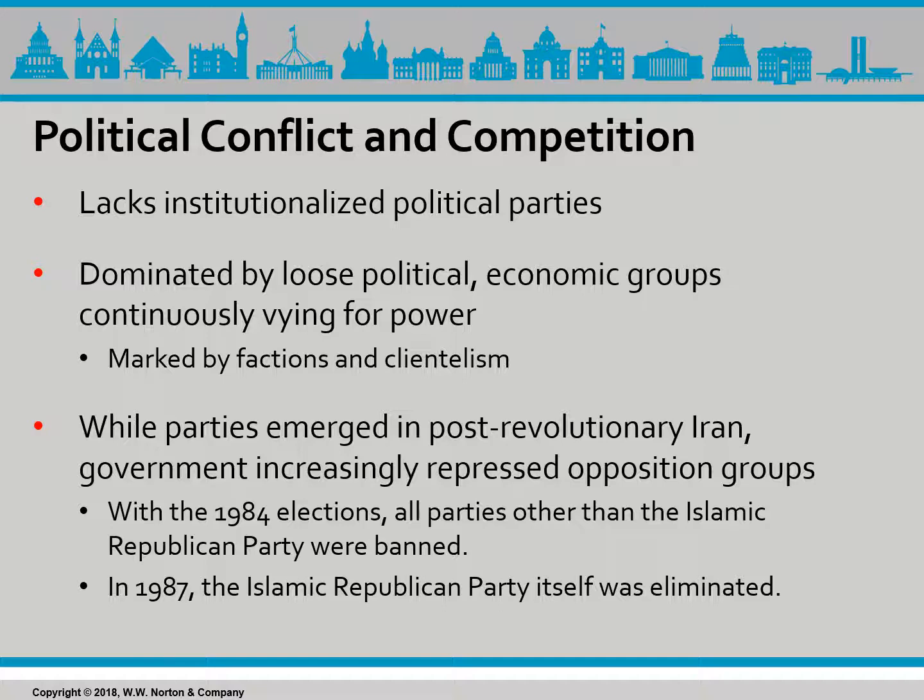It's not the same way in Iran. It's not institutionalized. It's usually dominated by loose political economic groups, continuously vying for power. They typically are marked by factions and clientelism.